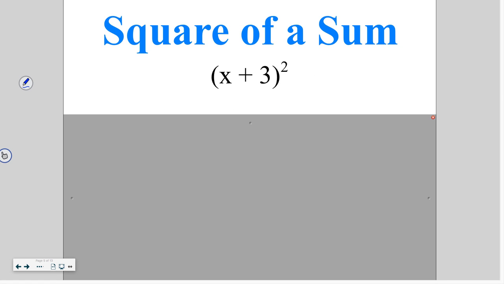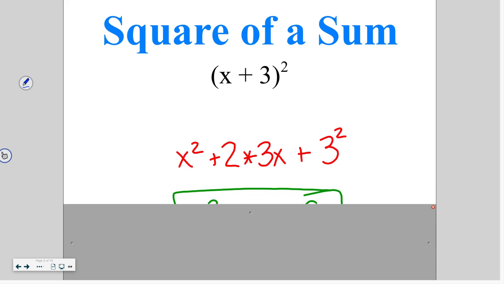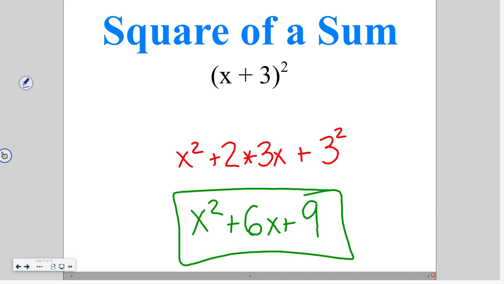Go ahead and try this one on your own. x squared gives you x squared. 3 times x is 3x times 2 gives us the 6x, and then 3 squared is 9. So my final answer is x squared plus 6x plus 9.